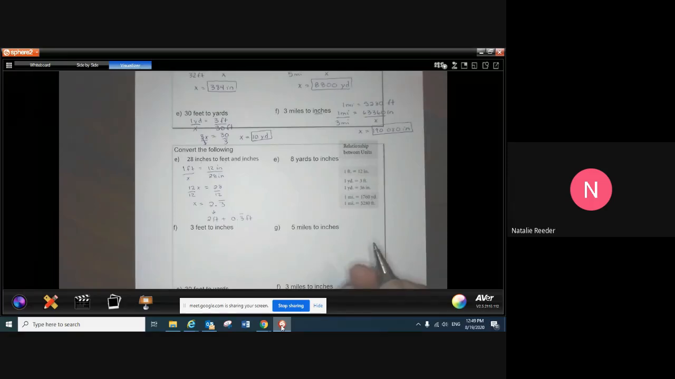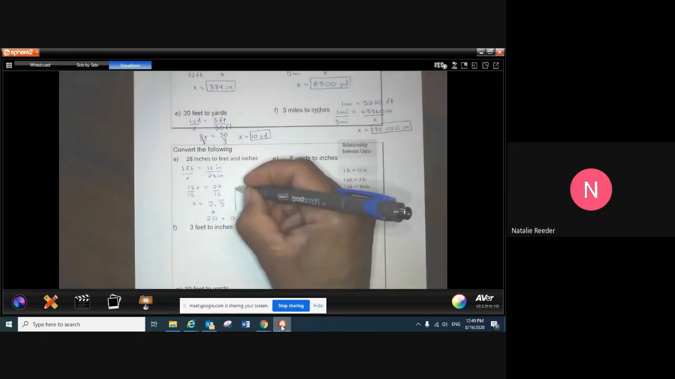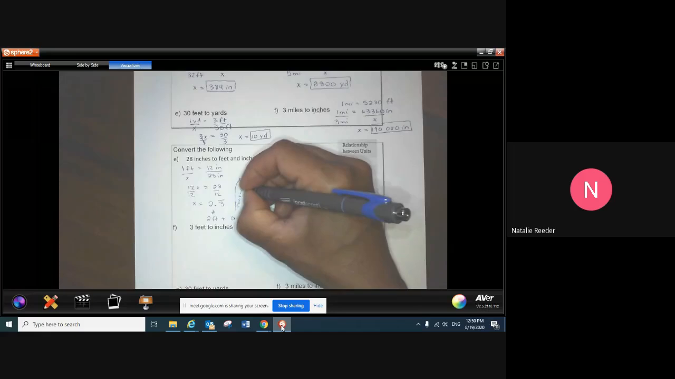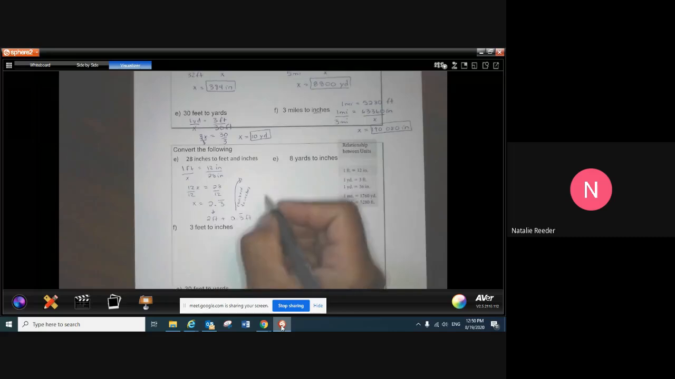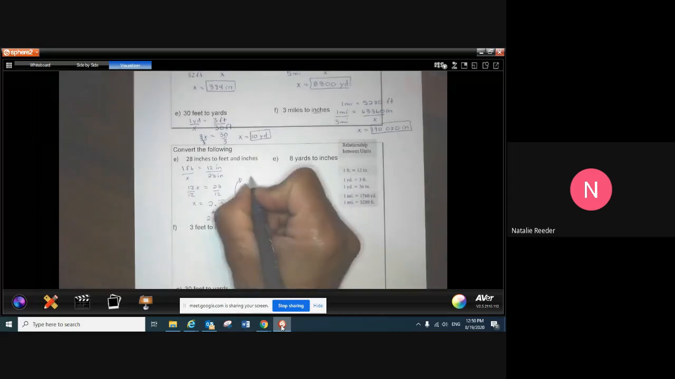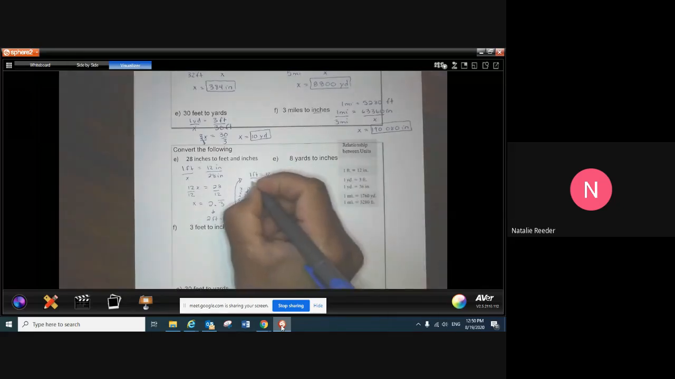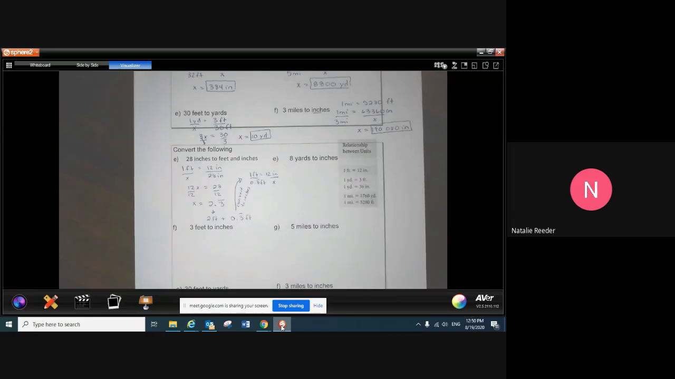Now, the reason why I'm doing that is because I know for sure I have 2 feet. But now I need to convert this into inches to find out how many inches I've got left. That means I need to convert feet to inches. So the conversion factor is 1 foot is equal to 12 inches. I know that I have 0.3 periodic feet, and I want to know how many inches that is.